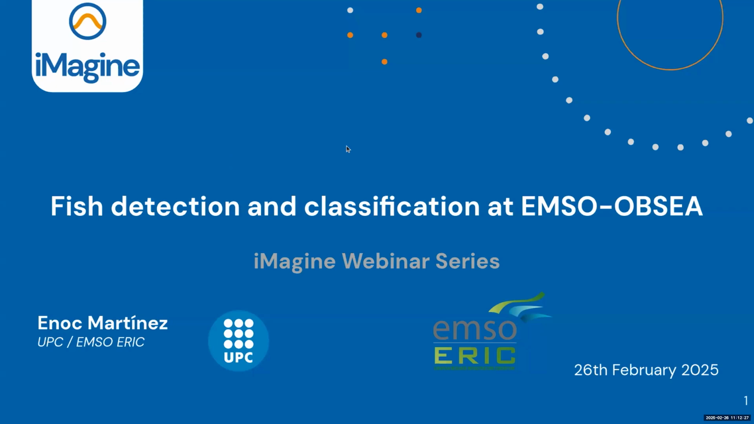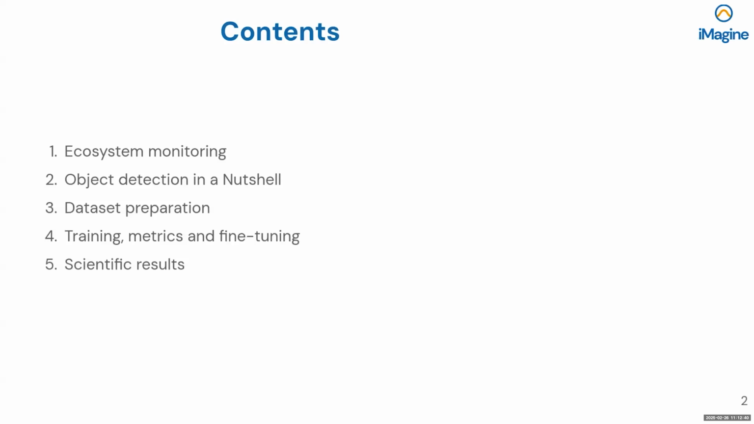So as Smith introduced, I'm Manuel Martinez from UPC, and I'm going to present our service developed within the iMagine project, which is fish detection and classification at EMSO-OBSEA. So what are we going to cover in this presentation?